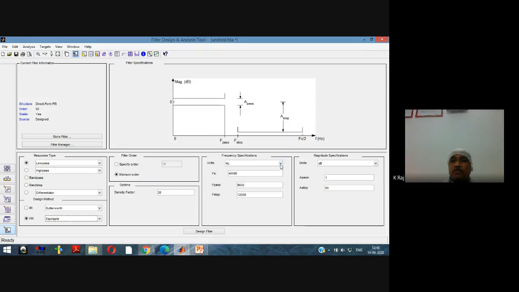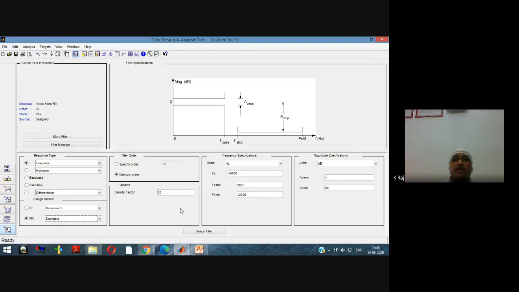Then we have to describe here the ranges of the frequency. What is the sampling frequency? By default it has been given as 48,000, the pass band frequency 9,600, the stop band frequency 12 kilohertz, the attenuation in the pass band is 1 dB, and the attenuation in the stop band is 80 dB.